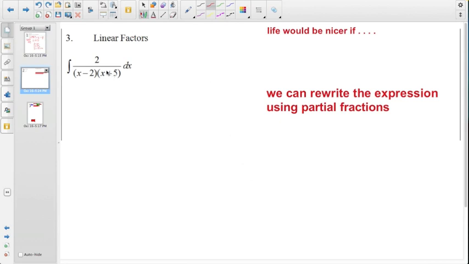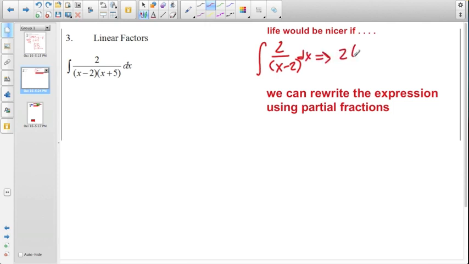For this example, we definitely have a proper fraction. We don't have improper like the last example. However, it would be really nice if we just had something like 2 over x minus 2 to integrate, because we know that would be a natural log. We know we'd have to just take the natural log of x minus 2 and integrate it really nicely that way, or 2 over x plus 5. But to have them both as a product, we need to split apart that product.